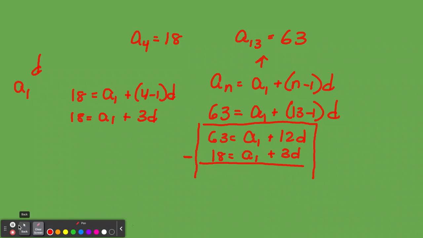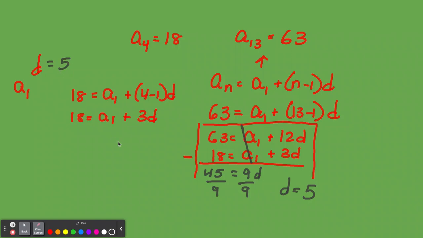When you subtract this, what do you get? Let's change the color too. Use white. Oh, let's use black. So 63 minus 18 is 45. A1 minus A1 just cancels out. And that will be 12 minus 3 is 9D. And if we divide by 9 on both sides, we now have found the difference of 5. So we know the difference is 5.